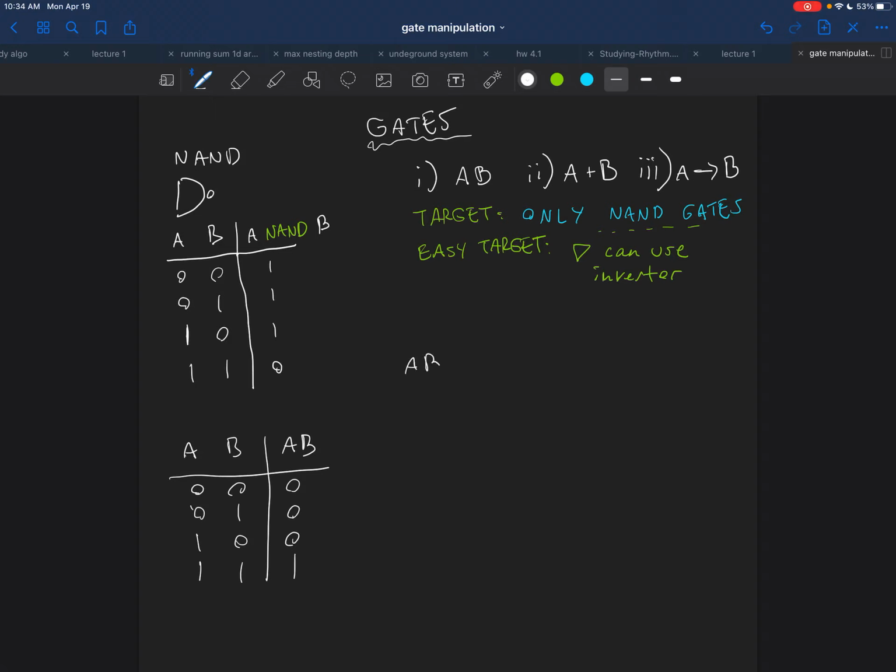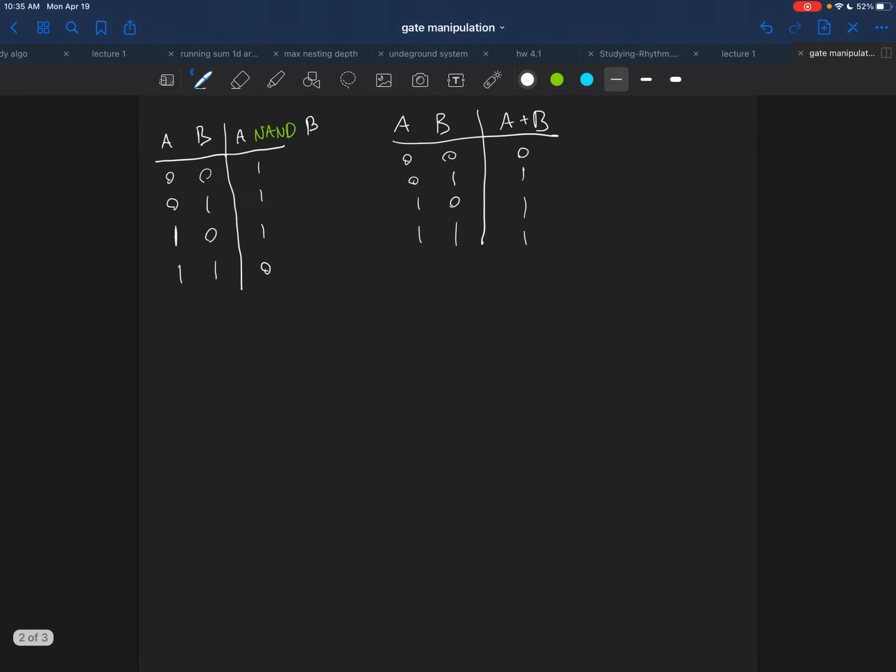You just say A AND B is equal to A NAND B, inverted. And the diagram for that would be the NAND gate, and then you invert the result. And that's your A AND B. Okay, let's look at A OR B, which is a little trickier, but still should be okay.